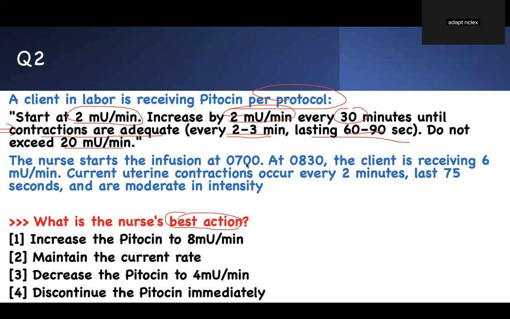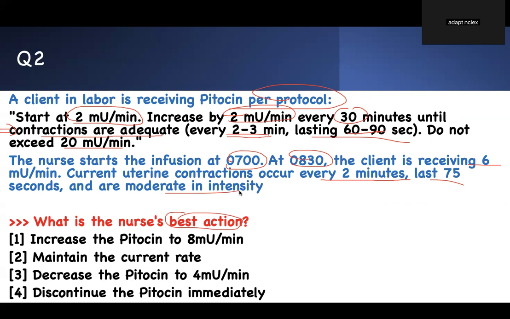The nurse starts the infusion at 7 o'clock. Then at 8:30, the client is receiving 6 milliunits. This is a bunch of information, but it's mathematics. Just pull back. I got you. At 8:30, when you check the time, the patient is receiving 6 milliunits. The current contraction is occurring every 2 minutes, lasting 75 seconds, and is moderate.